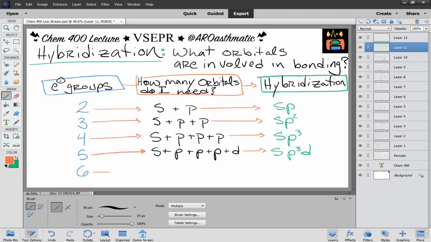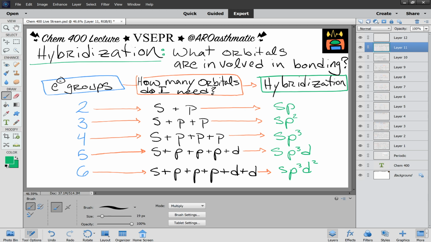Let's do our last one, 6. We're going to need one more orbital than we did with the previous scheme. So we have our s plus our 3 p orbitals, plus now we have 2 d orbitals in the mix. So the octahedron's hybridization would be labeled as sp3d2.